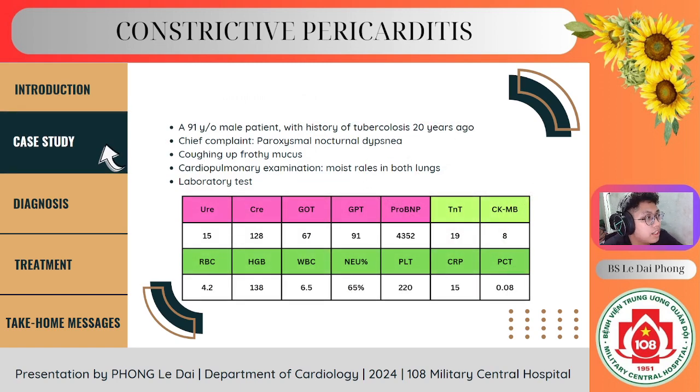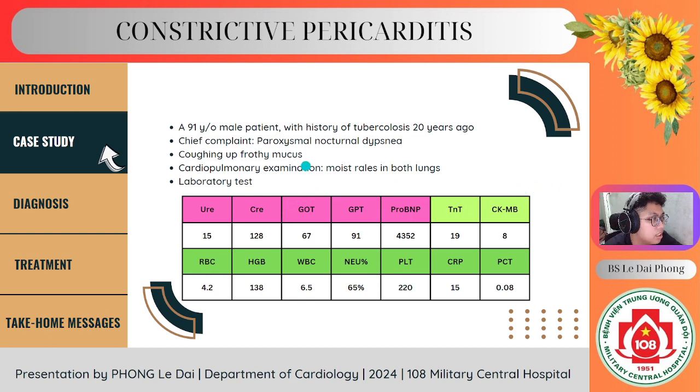So this is my case study. A 91 year old male patient with a history of tuberculosis 20 years ago. He came to us with a chest complaint of paroxysmal nocturnal dyspnea and coughing up frothy mucus, and cardiopulmonary examination revealed moist rales in both lungs.